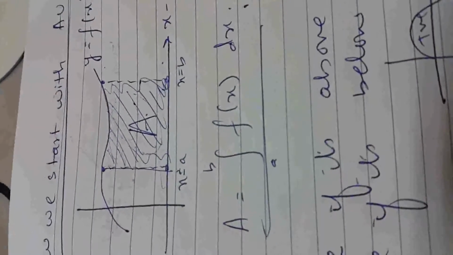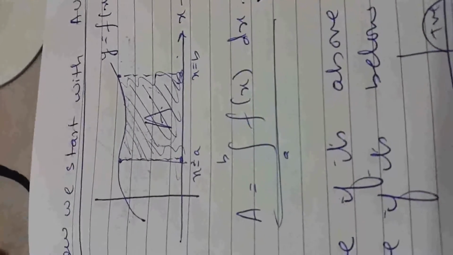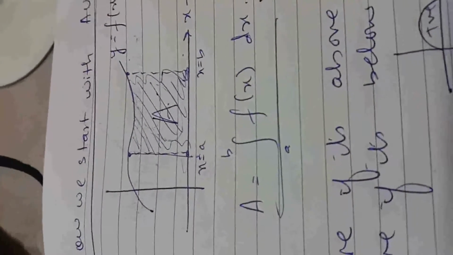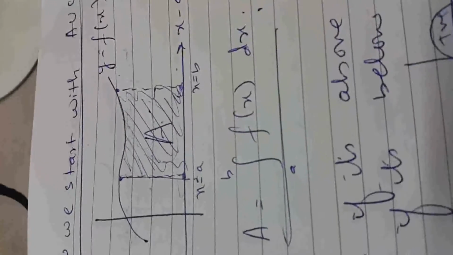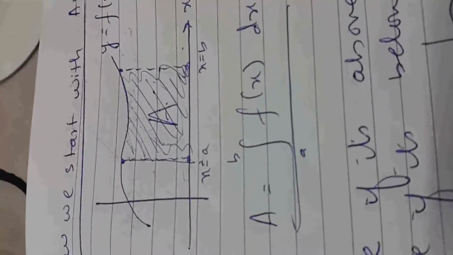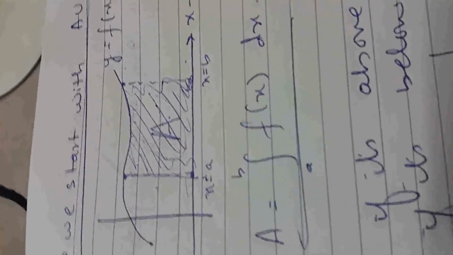Okay, now I will explain the claim that area is basically the integration of a curve with the x-axis and the lines x is equal to a and x is equal to b, and whether this particular formula is verified or not. For that I will give you an example and tell you how it is verified.